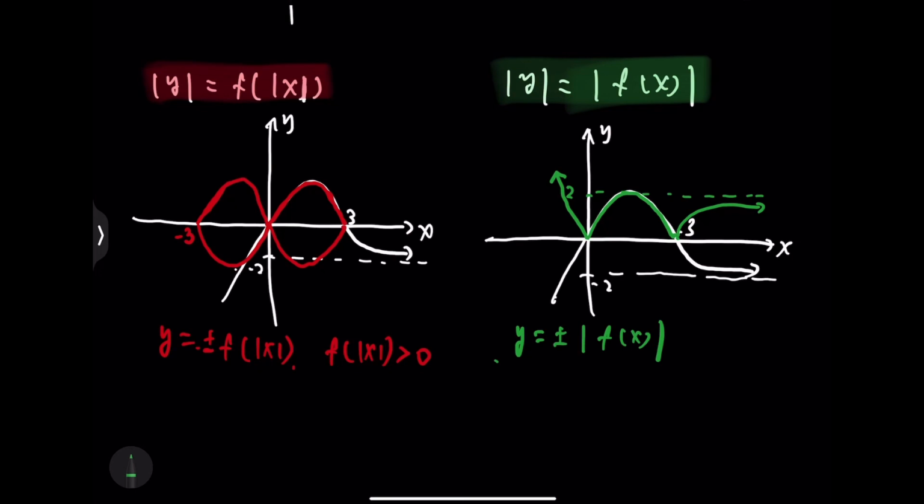And if y equals negative of this, it means you're reflecting the green on the x-axis. So I'm going to reflect it back to here, and reflect here, and then reflect this one here. That's it.